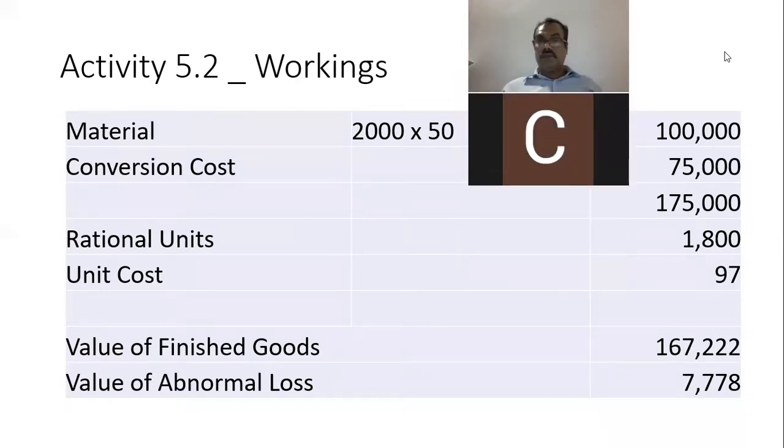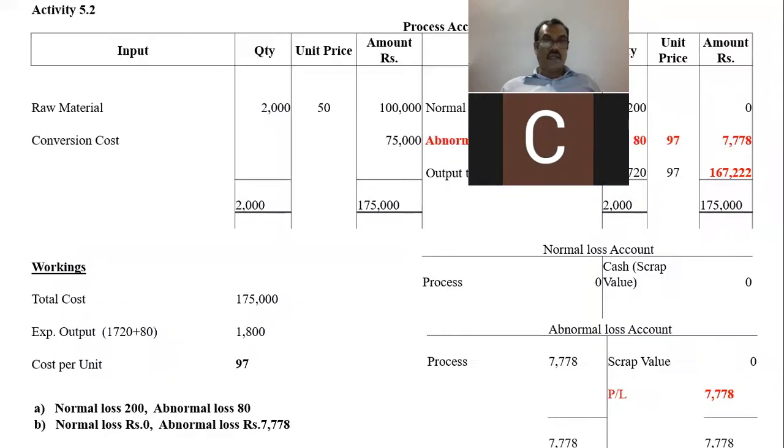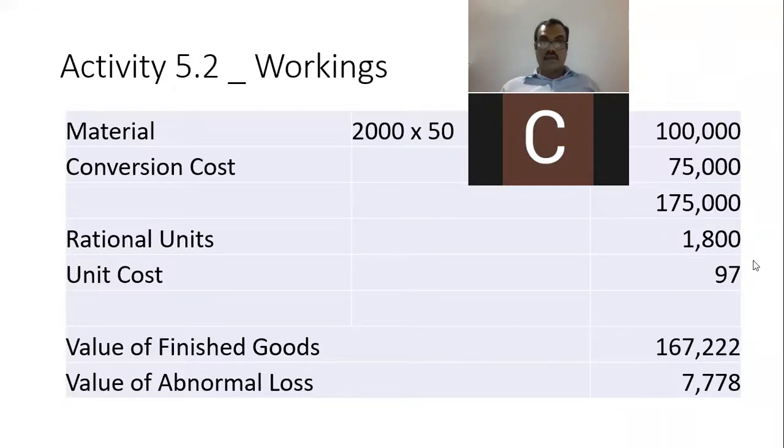So now you can see why the cost increased. So this is the value of finished goods, 97 into what is the actual finished good? Actual one is in this case 1,720. So therefore 1,720 into 97 is this much. What is the abnormal loss? That is not calculated. Yeah, I have not done the calculation for abnormal.